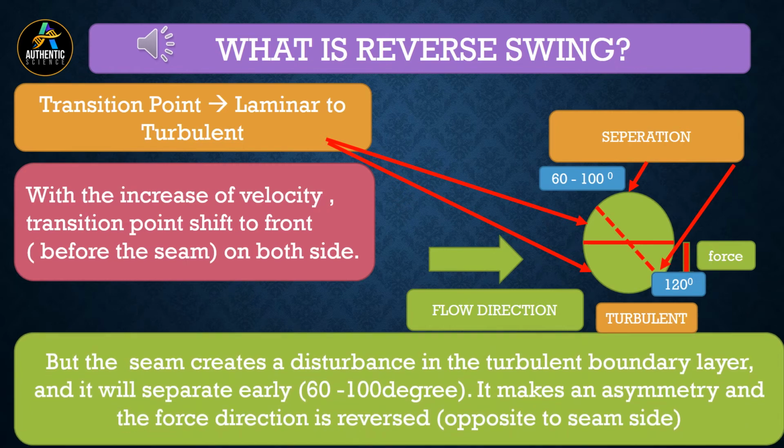But the seam creates a disturbance in the turbulent boundary layer of air, and the flow will separate early. That is, instead of 120 degrees, the flow will separate at 60 to 100 degrees. That is, simply, the flow behaves like a laminar flow. And this creates an asymmetry and the force direction will be reversed. That is, the ball will deflect opposite to the seam side. Simply, reversing is just the opposite of a swing ball.